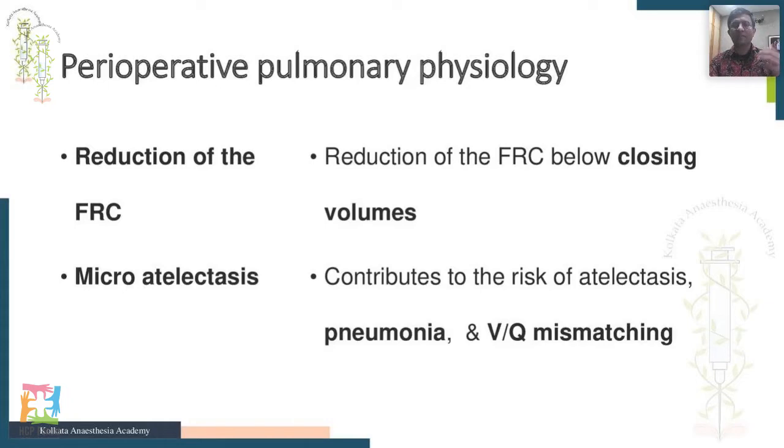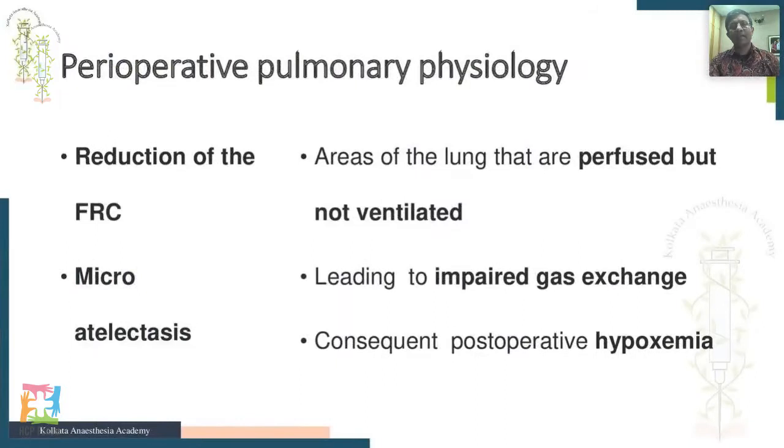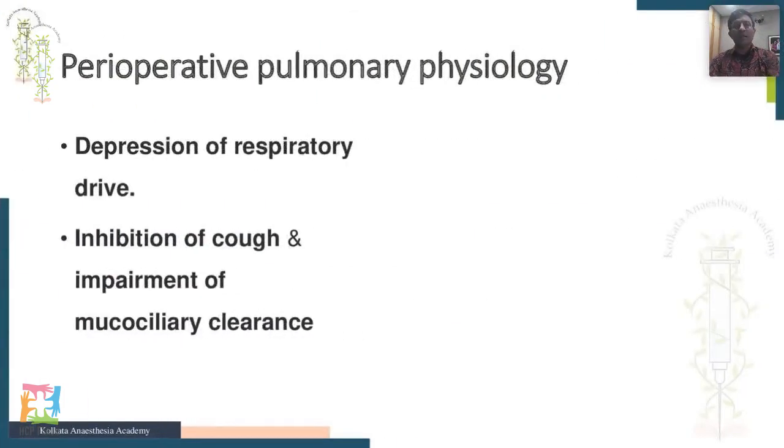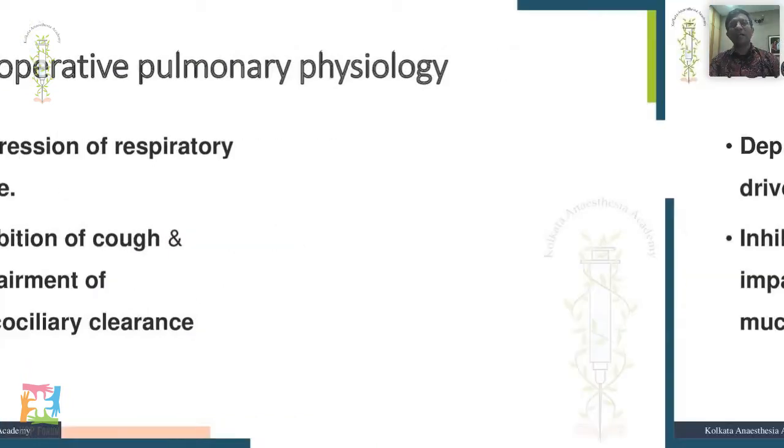FRC, we figured out, will go lower than the closing volumes. Once FRC goes lower than the closing volumes, you will have microatelectasis, and atelectasis will contribute to the development of pneumonia and the VQ mismatching. Atelectasis is essentially areas of the lungs which are well perfused but not ventilated, and this leads to impairment of gas exchange, and the consequence is hypoxemia.